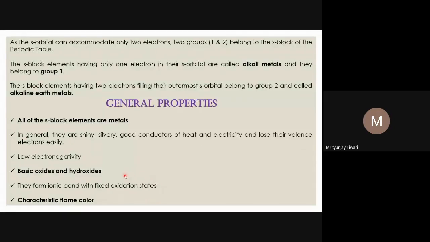They usually form ionic bonds because they can easily lose their electrons, and if someone is there to accept them, that will be an anion, and so there will be a cation-anion interaction, which is what is called the ionic bond. And they have characteristic flame colors, which we will study in detail. Characteristic flame color means if you heat any alkali and alkaline earth metal, the loosely bound valence shell electron will excite, go to a higher state, and once it reverts back, it imparts a certain color, and that color we call the characteristic flame color.